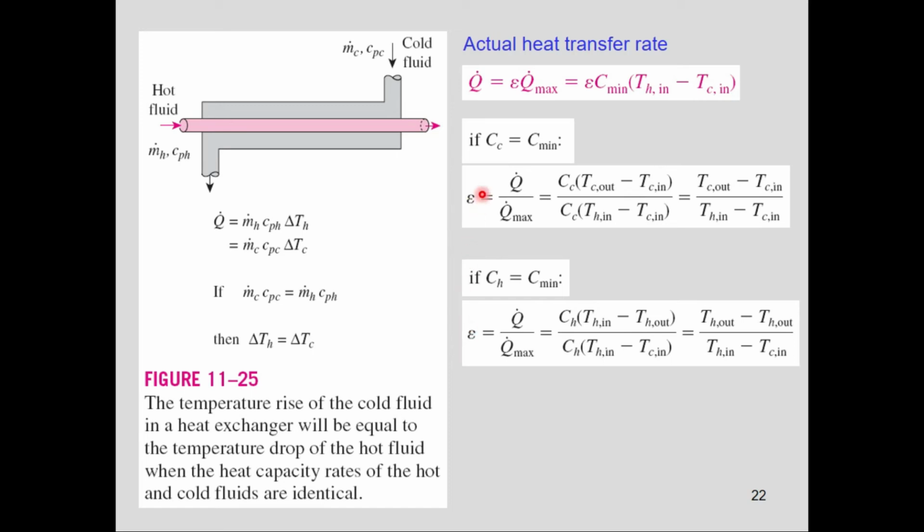From the values of the inlet temperature of the hot stream and the cold stream, and the mass flow rates and their specific heats, we can get the value of C min, right? Whichever heat capacity rate is the minimum, we define that as C min and then use the particular formula for determining the effectiveness.